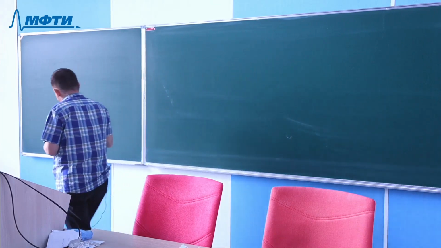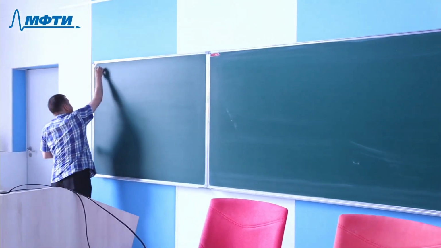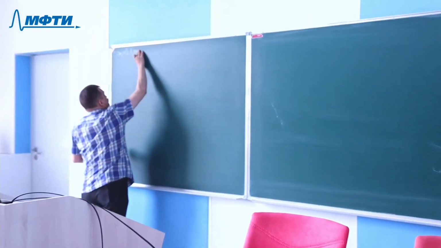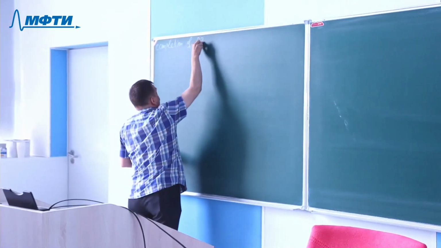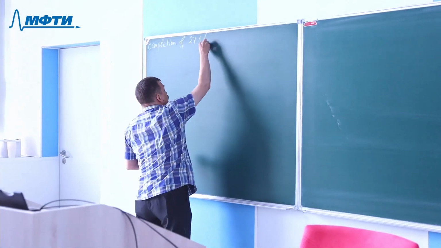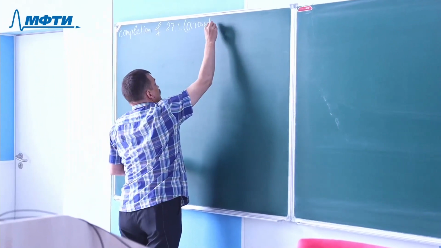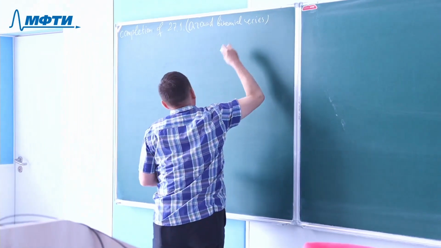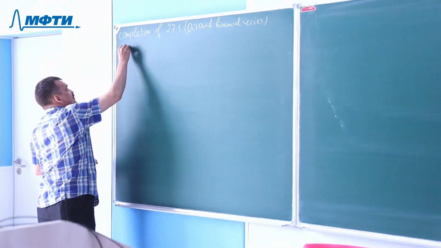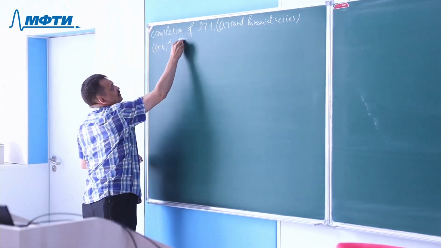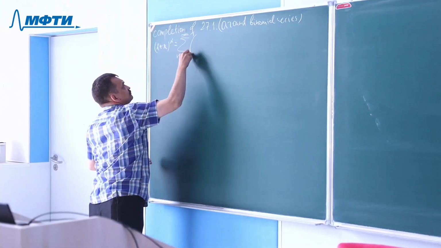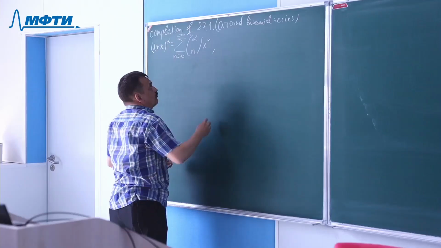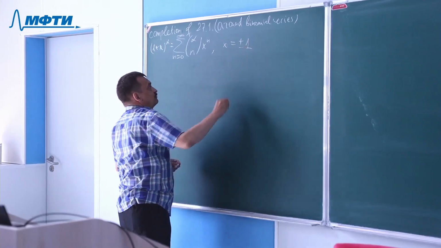Okay, so I would like to start with the completion of 27.1 around binomial series. So we studied the behavior of the following series for x equals plus or minus 1.